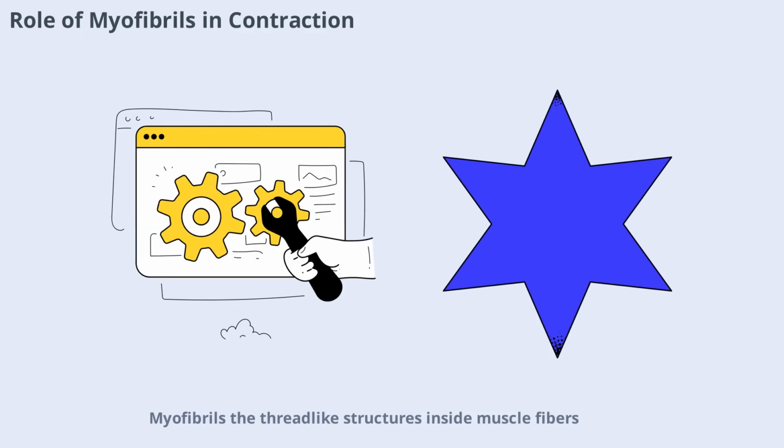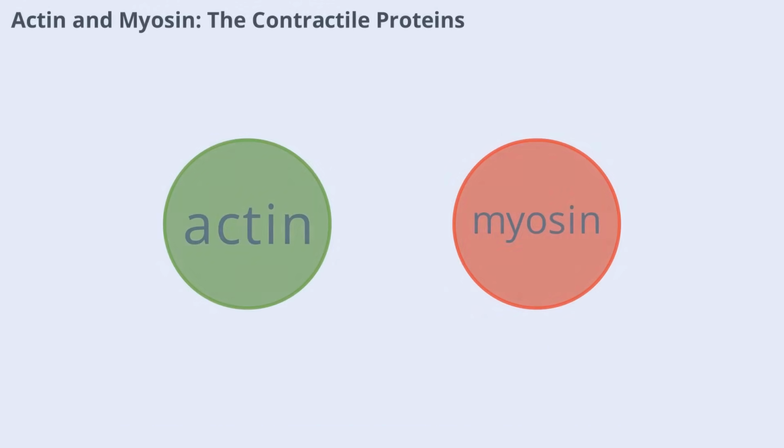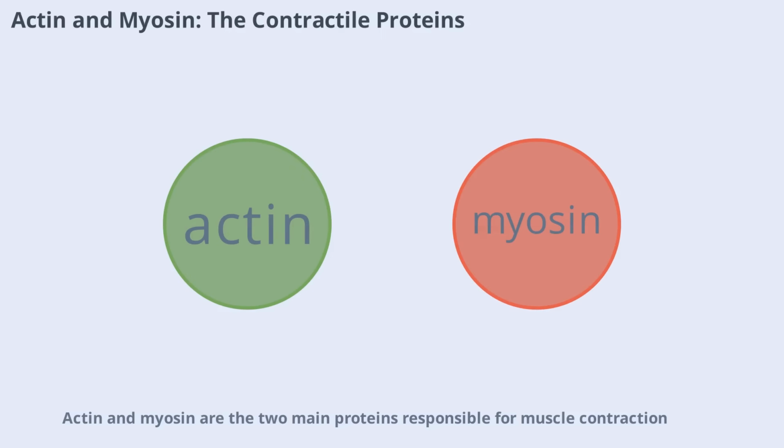Myofibrils, the thread-like structures inside muscle fibers, are where the magic of contraction happens. Each myofibril is packed with repeating units of sarcomeres, which contain the actin and myosin filaments. When a muscle contracts, these filaments slide past each other, shortening the sarcomere and generating force. This process is repeated across thousands of sarcomeres in a muscle, resulting in the powerful movements we see in everyday life.